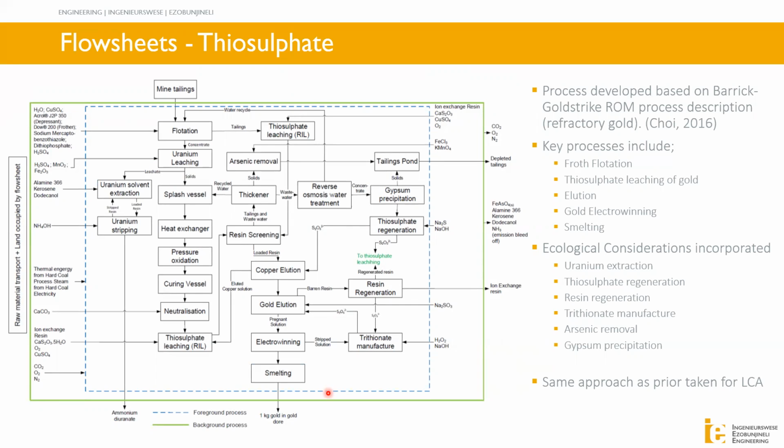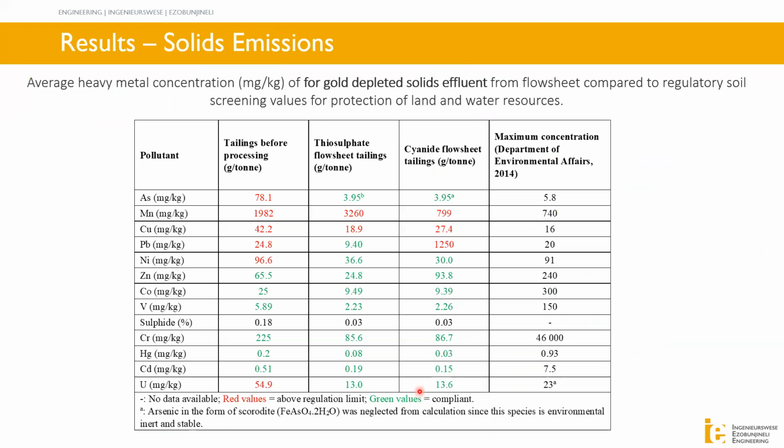Ecological considerations incorporated in the process included uranium extraction, thiosulfate regeneration and lixiviant recycle, resin regeneration, trithionate manufacture, which is regeneration of the eluent, and this is for stripping gold from resin, arsenic removal from solids, and gypsum precipitation. Additional calcium is introduced in this particular flow sheet in the form of calcium thiosulfate. And the same approach as described before was taken for the LCA.